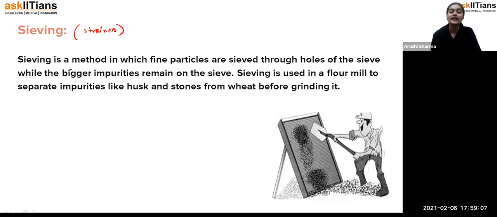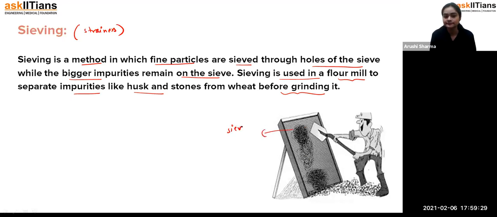Okay, now see. Sieving is a method in which the fine particles are sieved through the holes of the sieve while the bigger impurities remain on the sieve. Sieving is used in the flour mill to separate impurities like husk and stones from wheat before grinding it. So students, as you can see here, this person is using the sieve, and you can see that some holes are there.